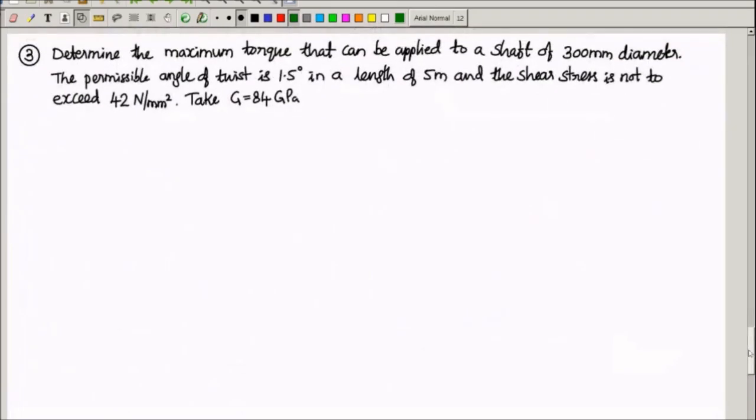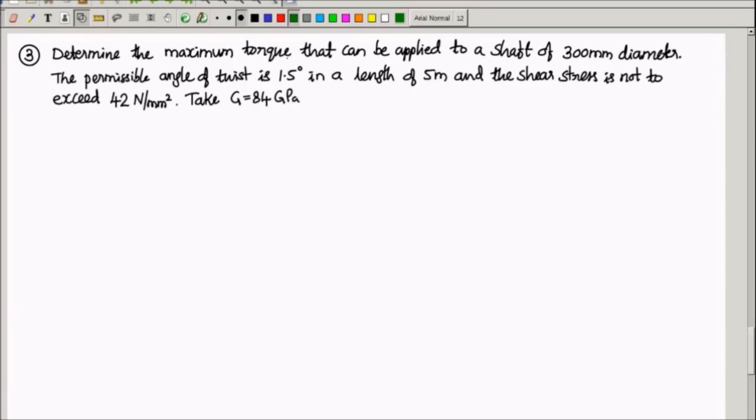Determine the maximum torque that can be applied to a shaft of 300 mm diameter. The permissible angle of twist is 1.5 degree in a length of 5 meter, and the shear stress is not to exceed 42 Newton per mm square. Take G is equal to 84 GPa. You have to do the reverse. Here diameter is given. You have to find out what is the maximum torque that it can safely transmit.